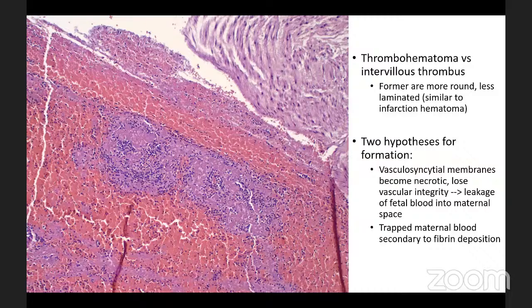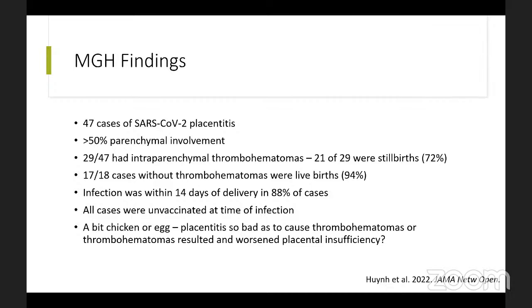And the other option is that these represent lakes of maternal blood that have basically been trapped into pools because there's so much fibrin around that's sort of keeping blood from flowing freely, and you end up with these at times almost organizing or early organizing clots after the fibrin deposition gets massive.